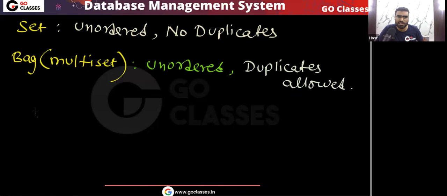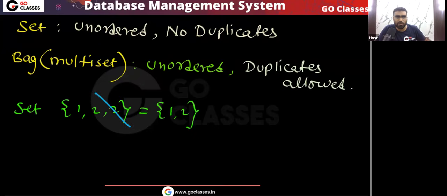Is this clear? Very simple point. For example, consider this structure: 1, 2, 2. Remember, if this is a set, then this is the same as 1, 2. When I say you have a set 1, 2, 2, the duplicates are removed. So if I say this is a set, it means there are no duplicates, and this is the same as 1, 2.